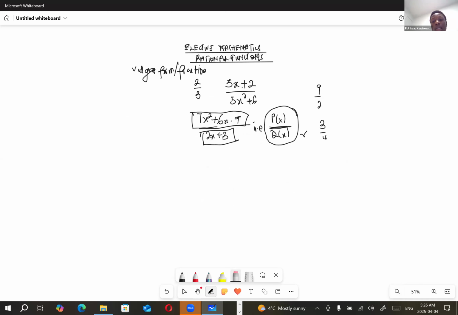So I want us to look at two types of fractions to be discussed.